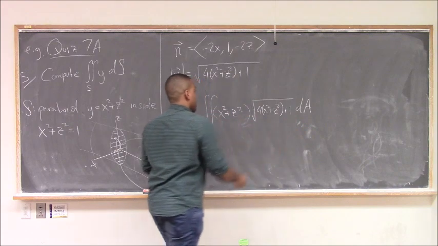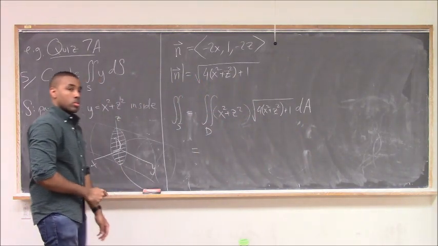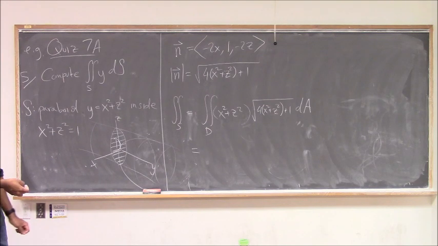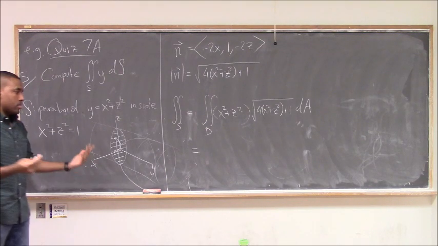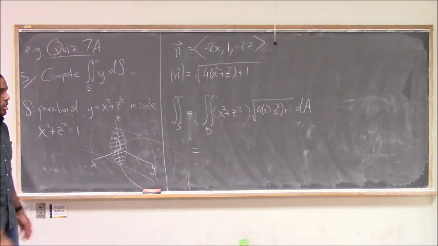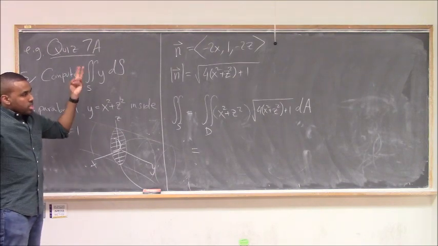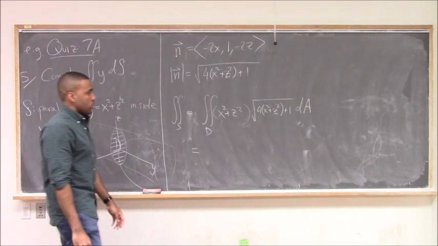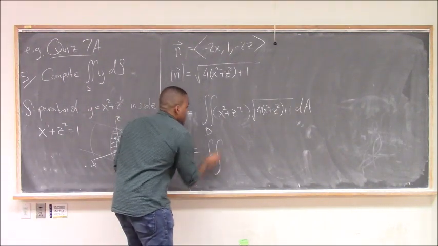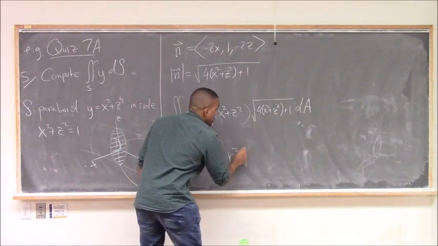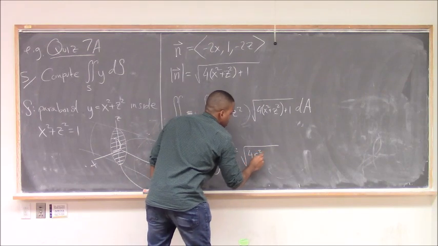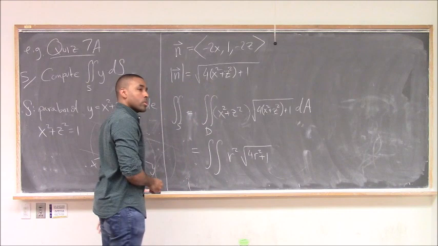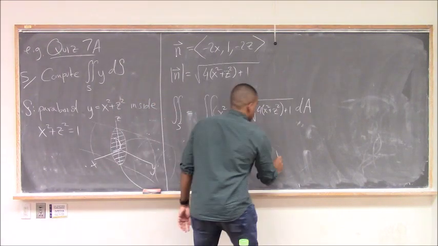dA. Now tell me how to set up these limits. What would you do? It's just r d theta. Yeah, you do polar coordinates, right? The fact that it's an x and a z doesn't make a difference if it were x and y. So I just think of x as r cosine theta, z as r sine theta, sort of a polar coordinates kind of setup. So this would become r squared, this would become 4r squared plus 1, and dA would become r d theta.